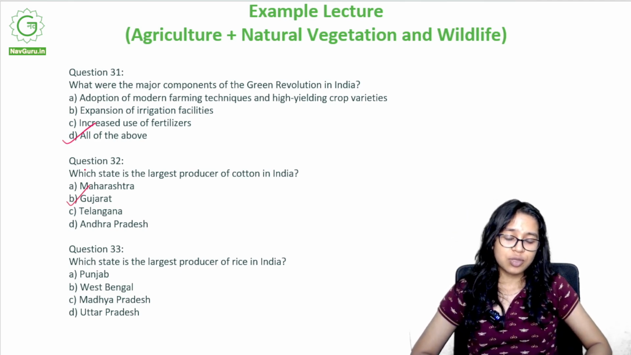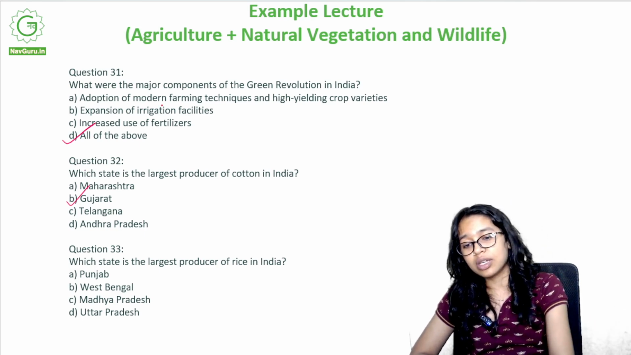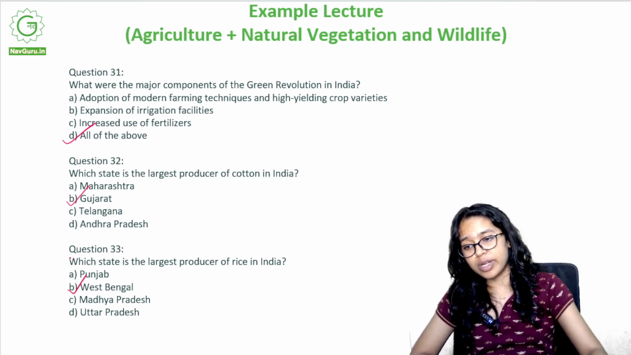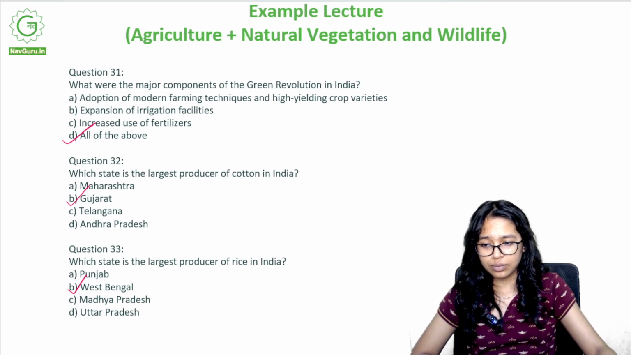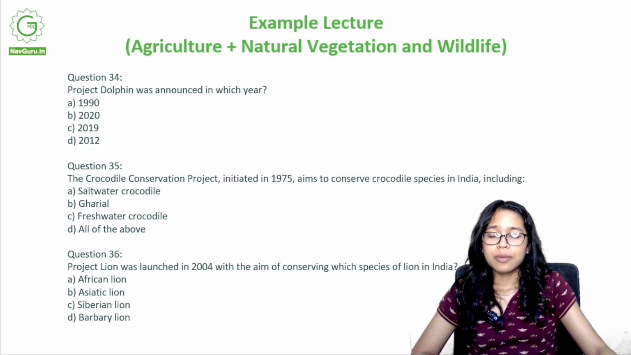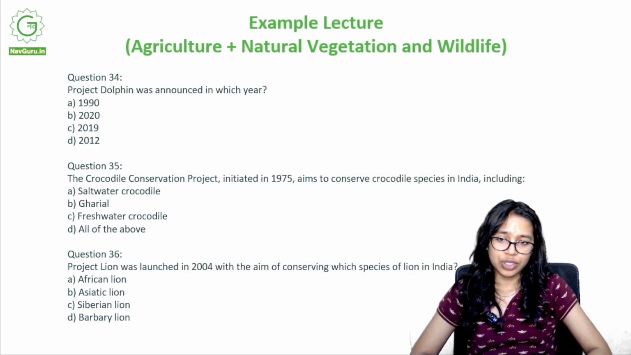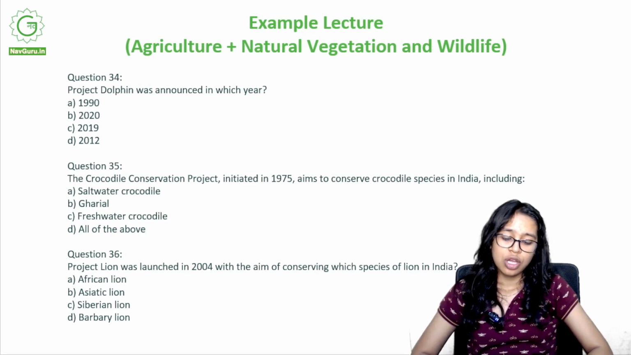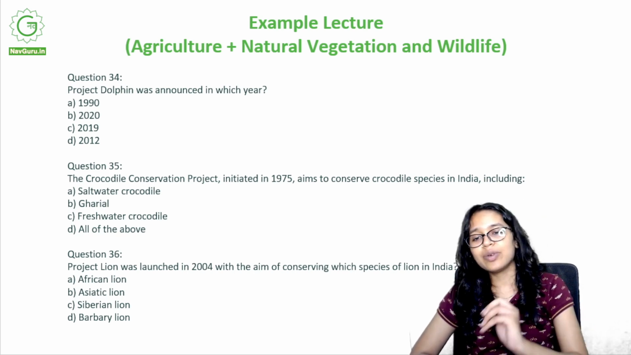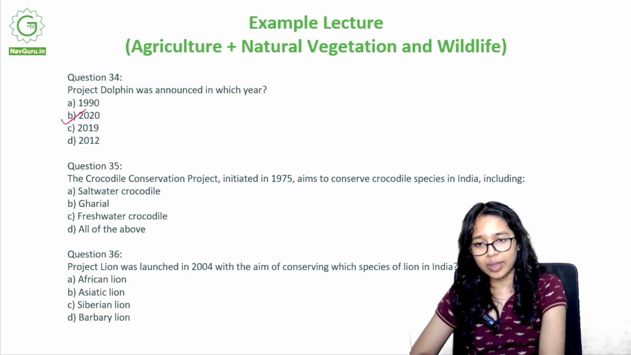Which state is the largest producer of rice in India? So which state is producing a lot of rice? It's B, West Bengal. Project Dolphin was announced in which year? Project Dolphin has been launched, as the name suggests, to protect dolphins. And when was this announced? It was announced in 2020.